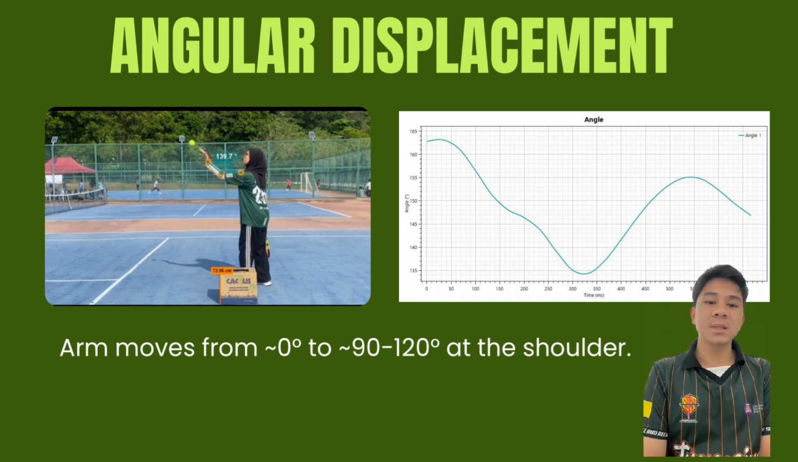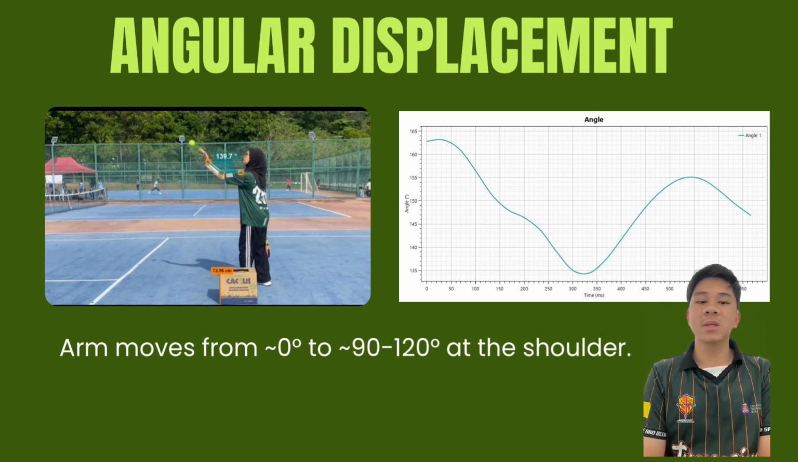As you can see, the graph starts near 0 degrees, indicating the arm was down by the side. Then the angle increased to about 90 to 120 degrees, showing the arm lifted upward during the toss. There's a smooth curve which reflects the control and continuous rotation of the arm.